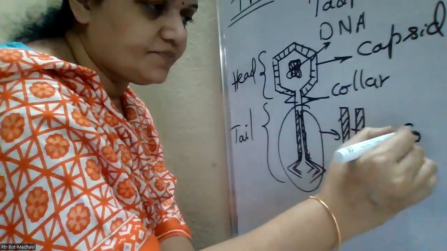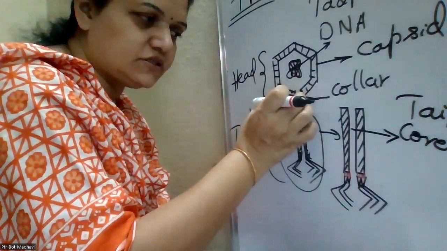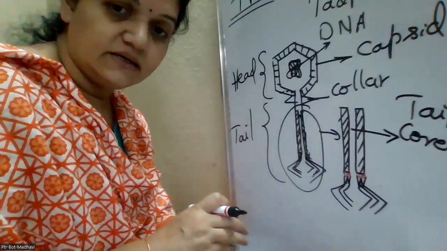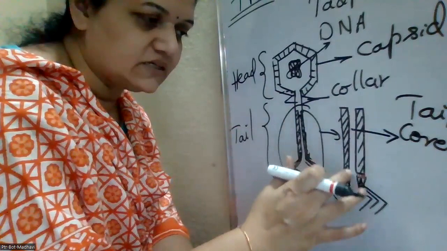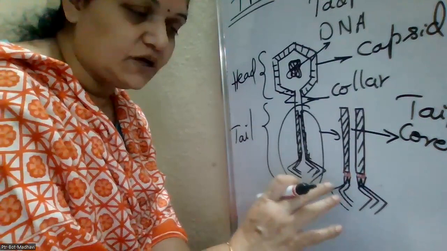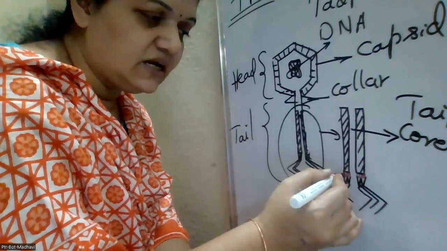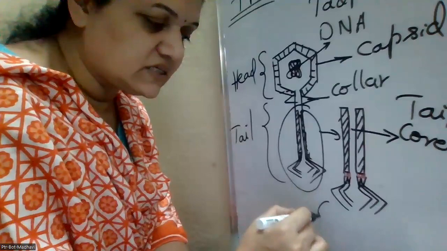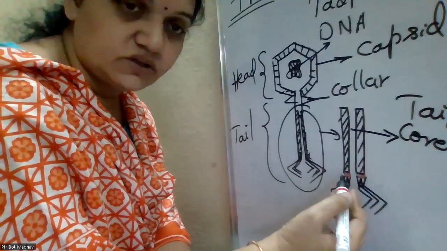There is an unbranched stalk-like structure present at the bottom of the head, with a straight central column called the tail core. Through this tail core only, the genetic material is passed during the attack of this viral organism on the bacterial cell or any other host cell. Below this are sharpened pin-like structures, six in number, three on one side and three on the other. I have drawn only two; the rest are present behind.